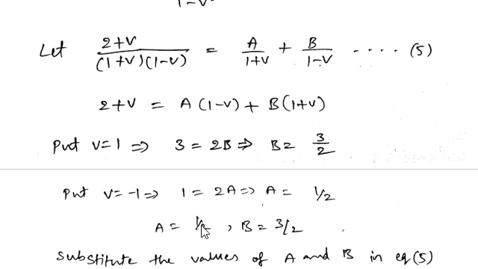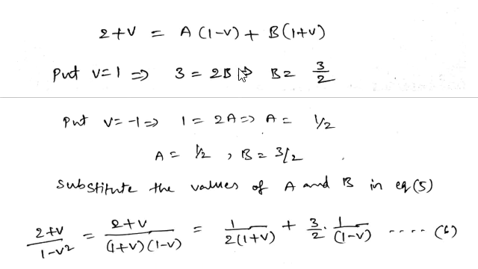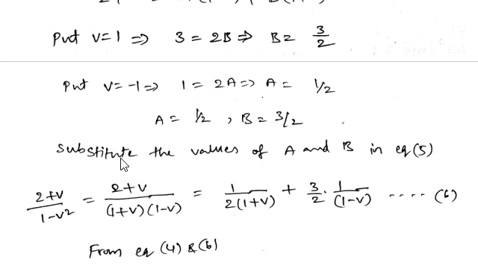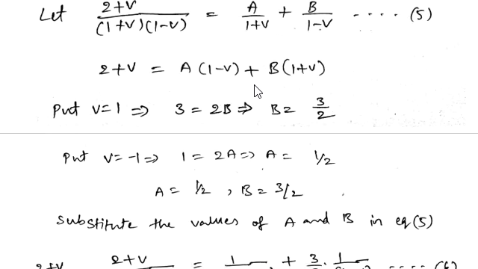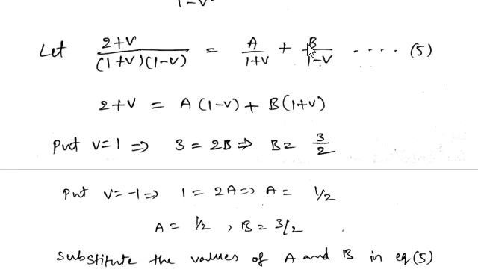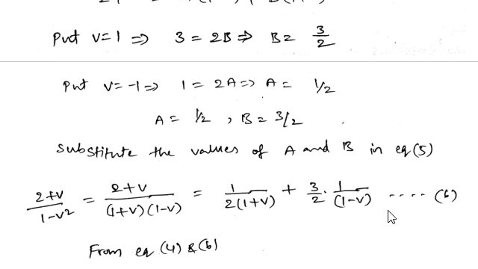So anyway we got a equals 1 by 2 and b equals 3 by 2. Substituting the values of a and b in equation number 5, we can write this term as (2 plus v) by (1 plus v) into (1 minus v), or simply (2 plus v) by (1 minus v square) equals the a value, 1 by 2 into 1 by (1 plus v), plus the b value, 3 by 2 into 1 by (1 minus v).